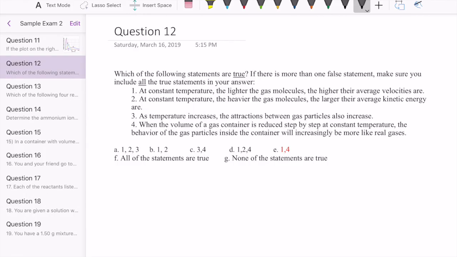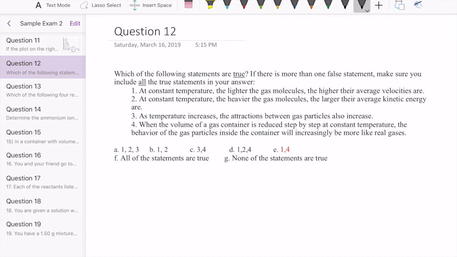Okay, let's take a look at sample exam 2, Chem 11, number 12. In this question, we're given 4 different statements, and the question asks which of the statements are true. So what we have to do is analyze each of the statements and see which of them is true and which of them is not. So let's start with statement number 1.